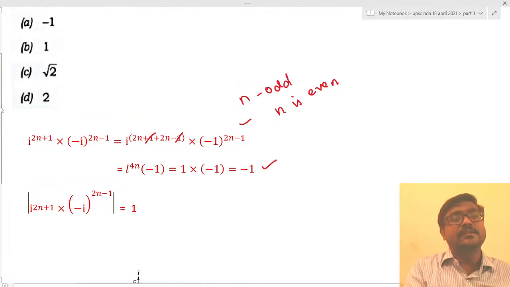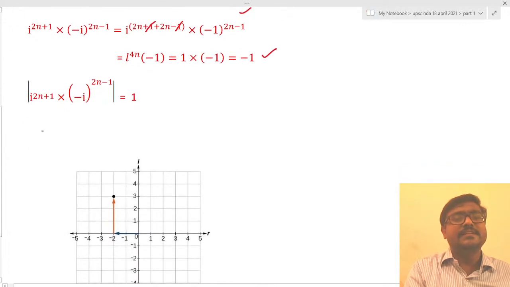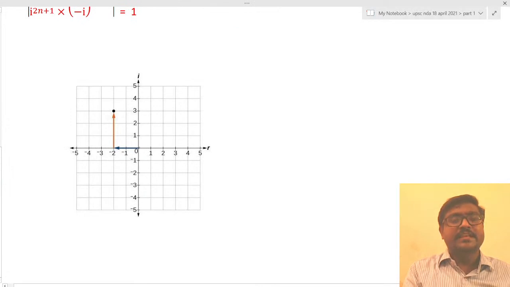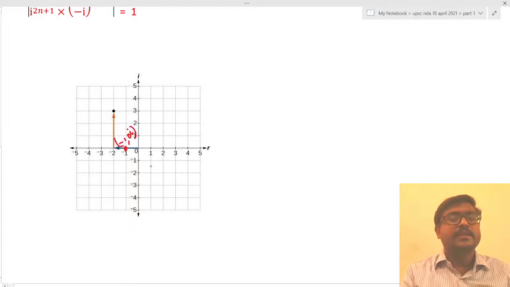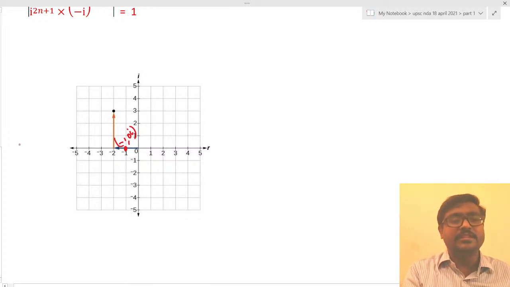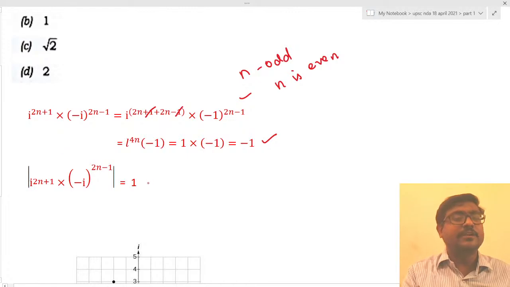Now they are asking for the modulus of that. What do we mean by modulus? See, this minus 1 can be marked on the graph as the real part minus 1. Here the point will be coming, actually minus 1 comma 0i. This is the point I have marked, and this is the result we got. Modulus actually means the absolute distance from the origin. How much is the distance? This is a 1 unit distance. So we can write that the modulus of this value is 1.